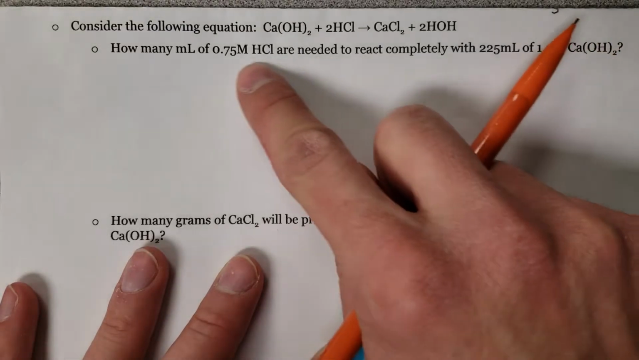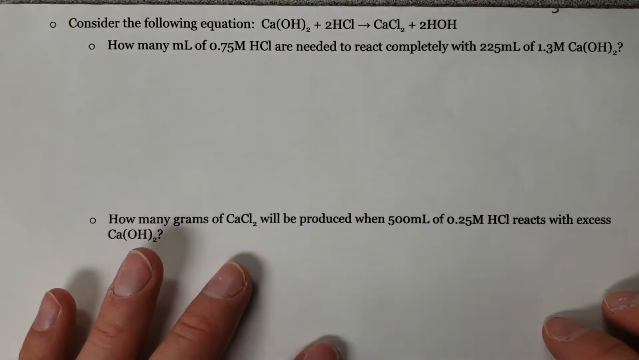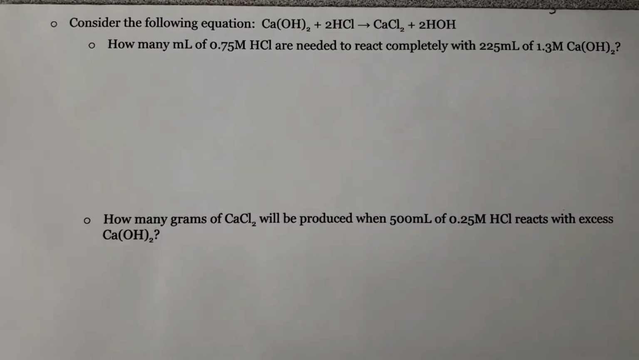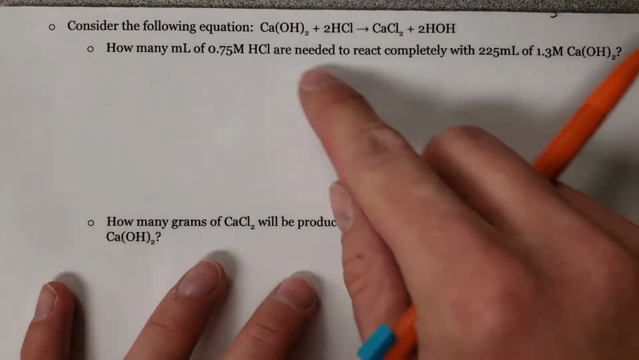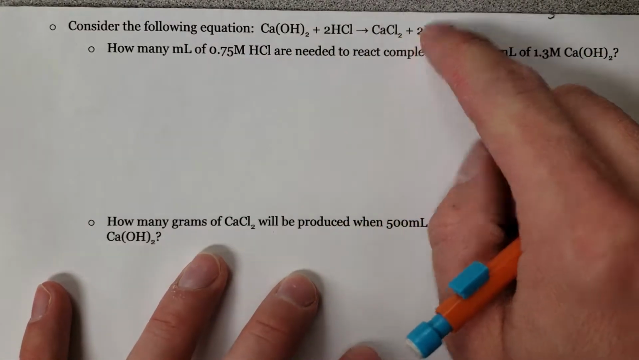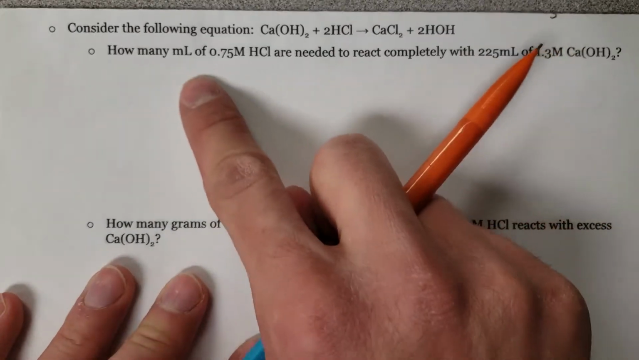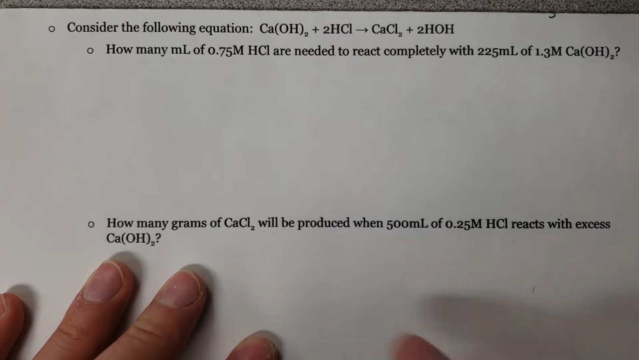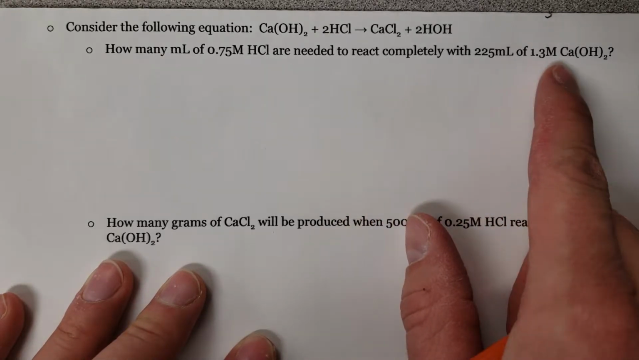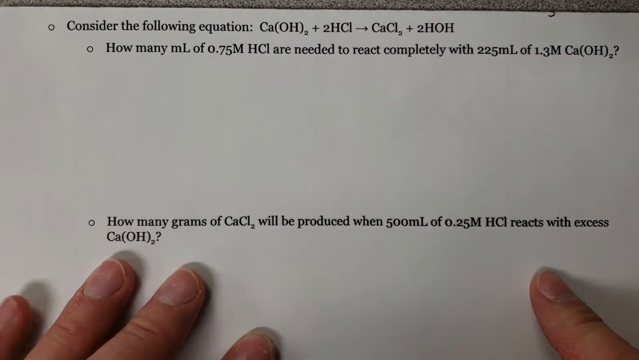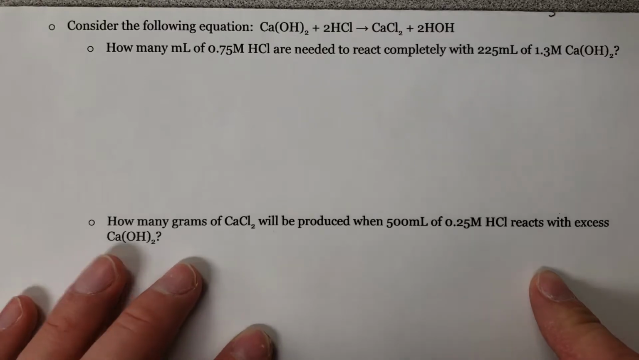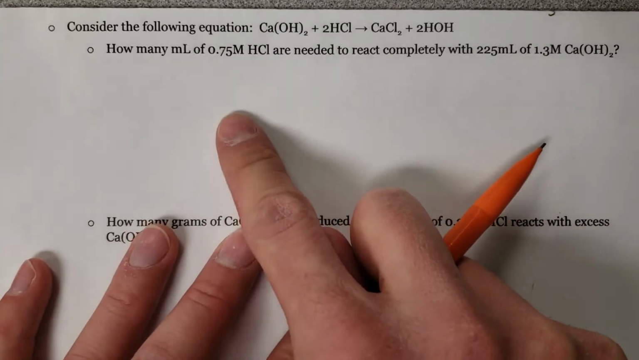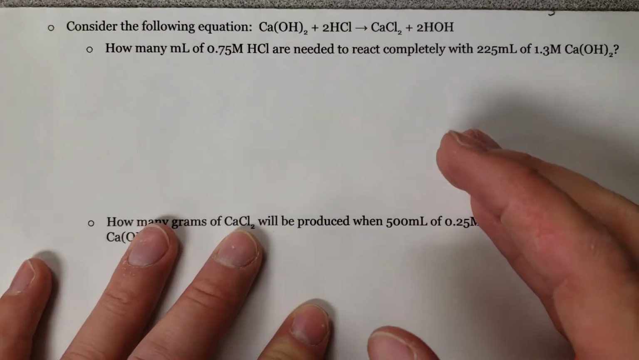Welcome to our tutorial on how to do stoichiometry with molarity, so concentrations of substances in a chemical reaction. So here we have this chemical reaction. Let's go ahead and read the question. How many milliliters of 0.75 molar HCl are needed to react completely with 225 milliliters of 1.3 molar CaOH2, calcium hydroxide? We need to figure out where we're going to start.